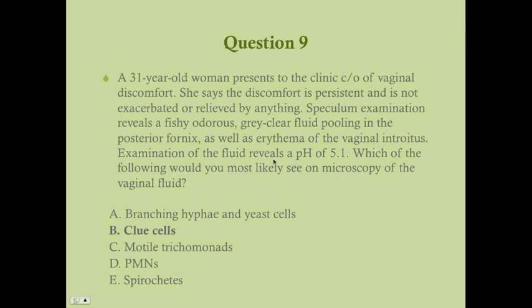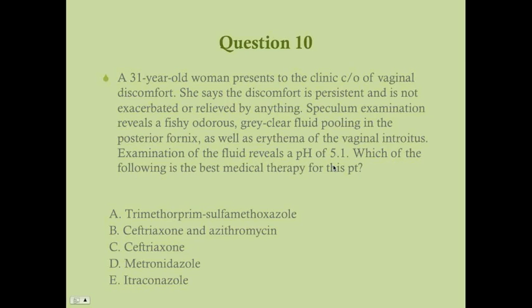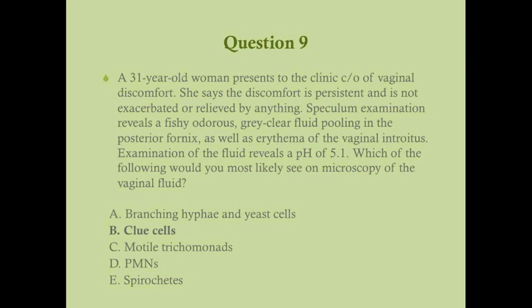Another thing that's a giveaway here is the pH being 5.1. So normally vaginal fluid is 3.5 to 5.0. So 5.1 is elevated, and that's seen in patients with bacterial vaginosis.